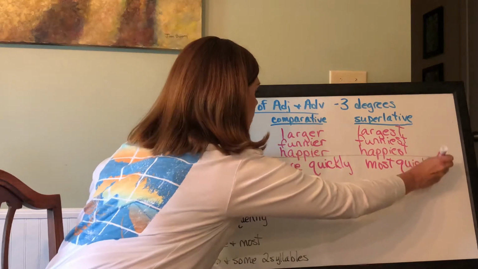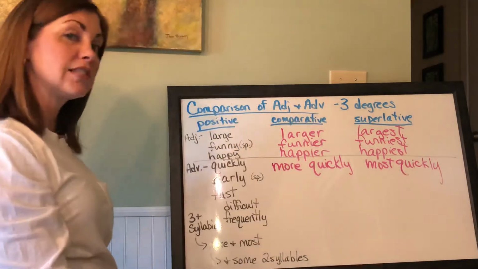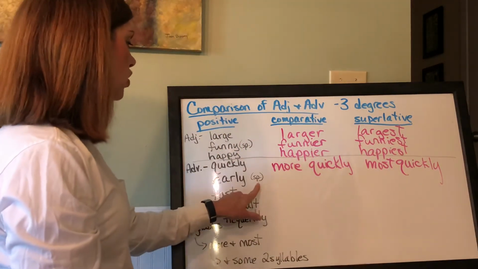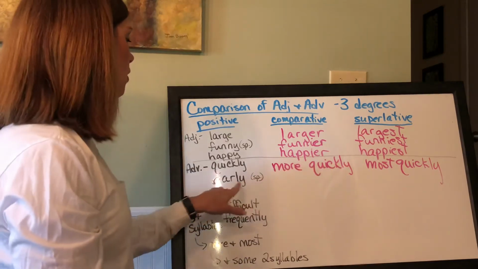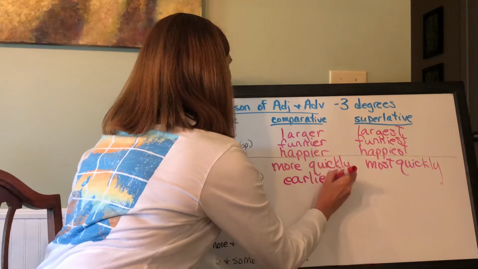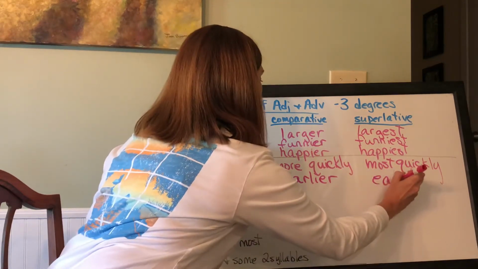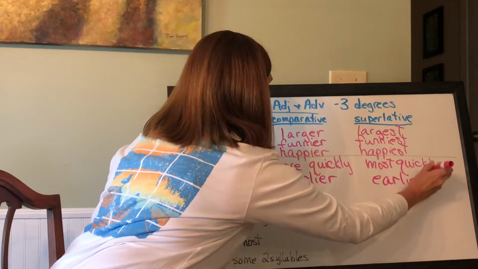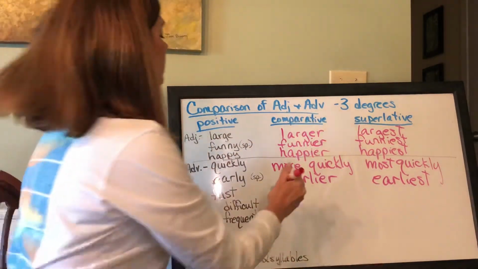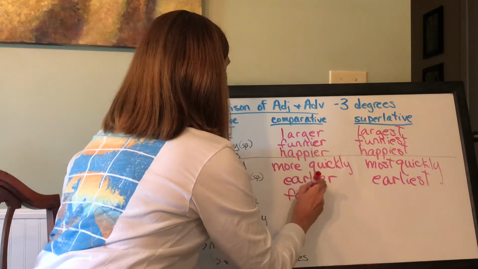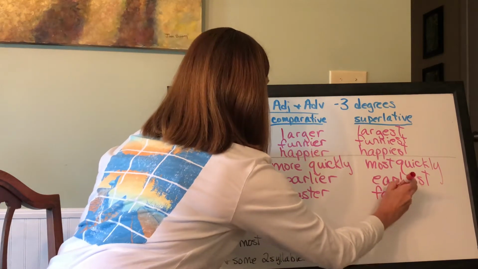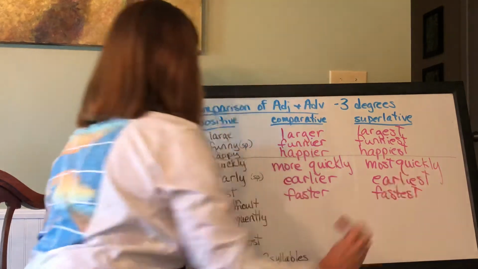It's really hard to reach to the end of my board. I'm sorry, it's a little messy. Early. Right, this one has a spelling change, so we're not going to use the more and most. Early, earlier, earliest. Fast, this is a one syllable, this one's pretty easy. Faster, fastest.